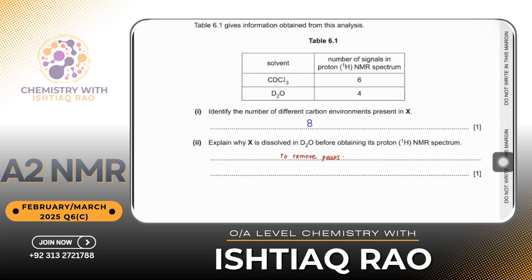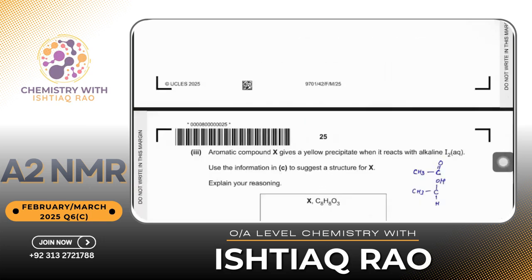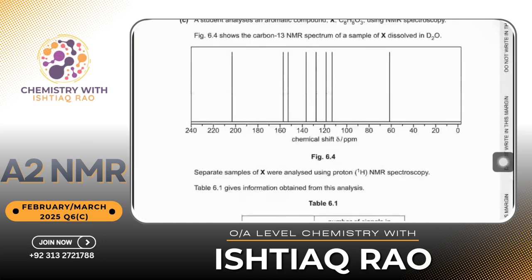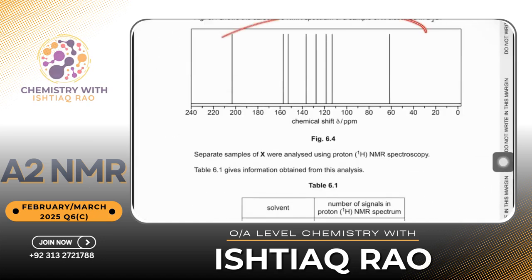Now they're asking: aromatic compound X gives a yellow precipitate when it reacts with alkaline iodine. Use the information in C to suggest a structure for X. This is the whole C. How can I draw the structure after looking at the provided information?